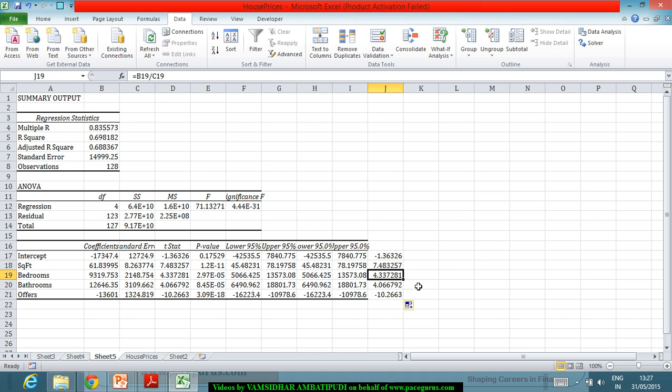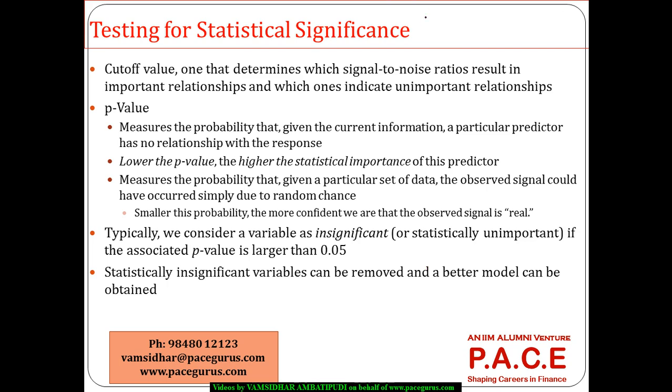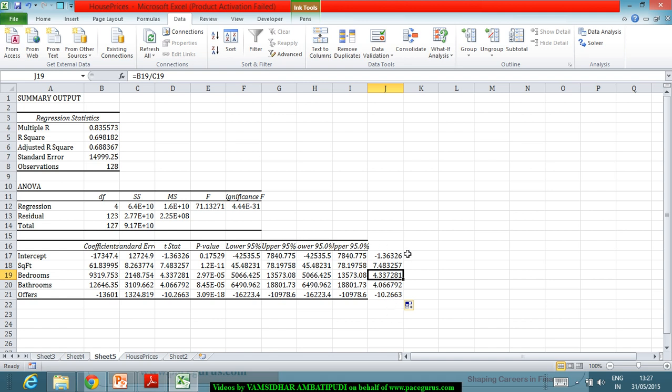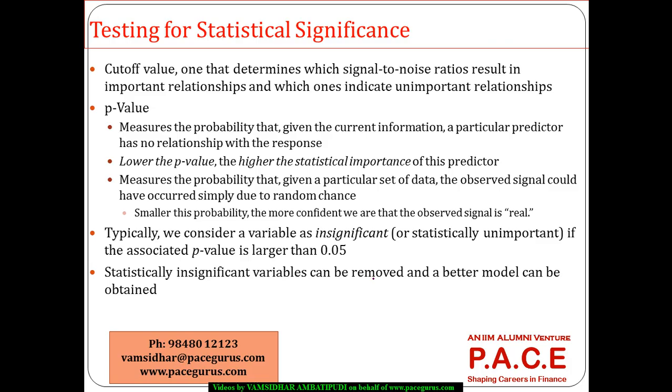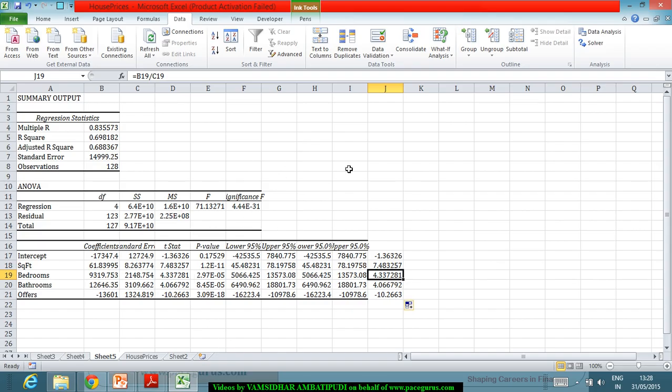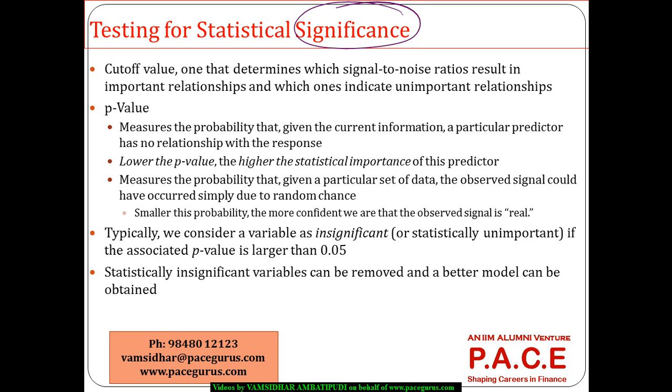Now, do I have any kind of a cutoff? When do I say the signal to noise ratio is significant? What is that number where I take a call that this variable is significant versus not significant? Probably if I get, instead of 4.33, 1.33, do I take it as significant? Do I take it as insignificant? What if it is 2.33? Now I need to have a clear understanding of which of these variables are significant and which ones are not.